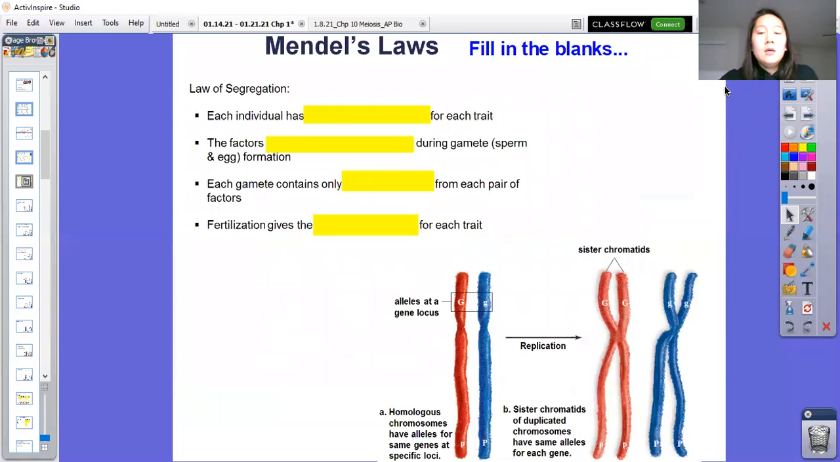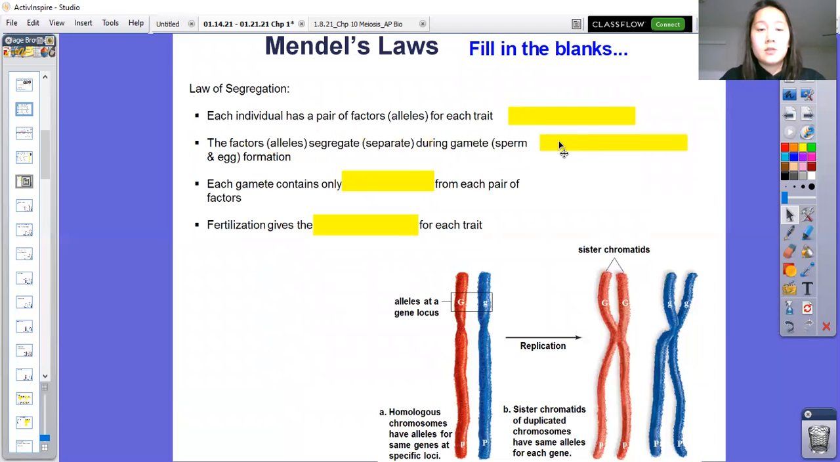So here is the actual law of segregation. Each individual has a pair of factors or alleles for every trait. So there's 2 alleles for each trait. You either have 2 of the same or 2 different ones. And the reason why you can have 2 different ones is because usually there's a dominant and a recessive, or there's 2 versions. Some genes actually have multiple versions, so there's more than 2.